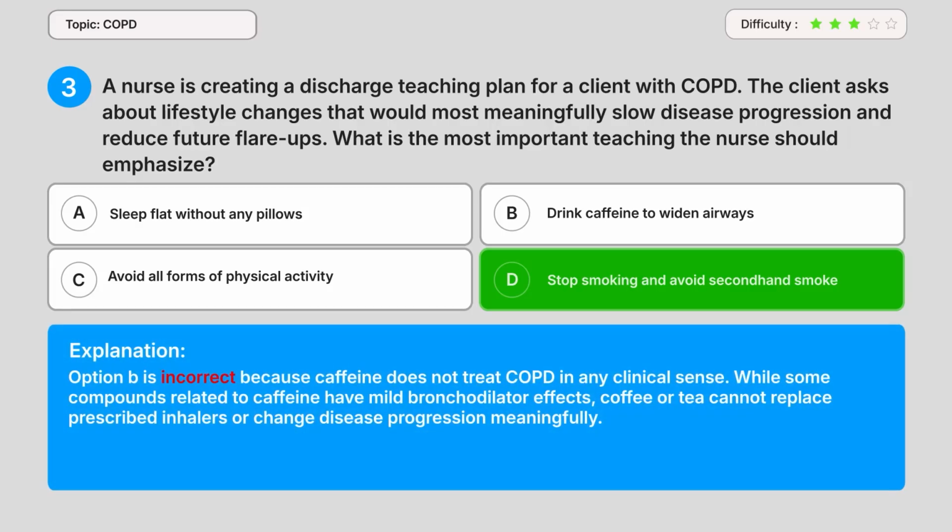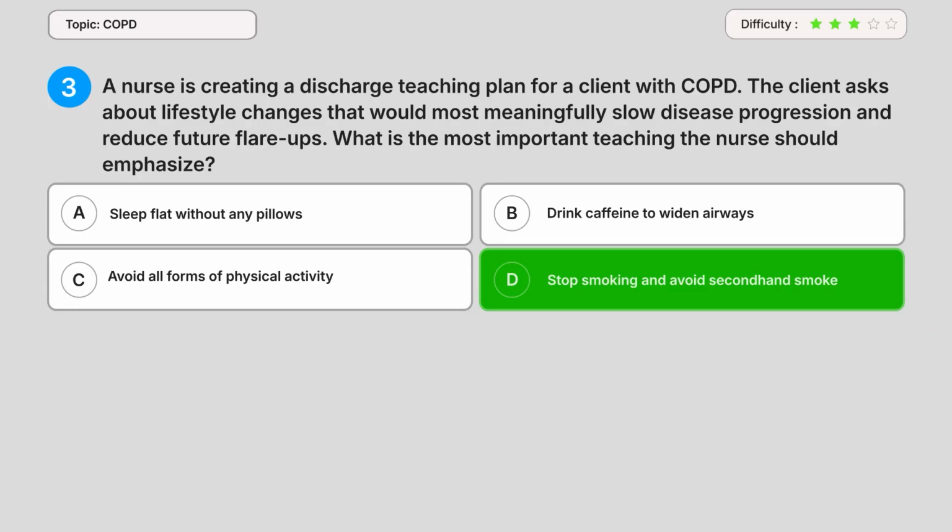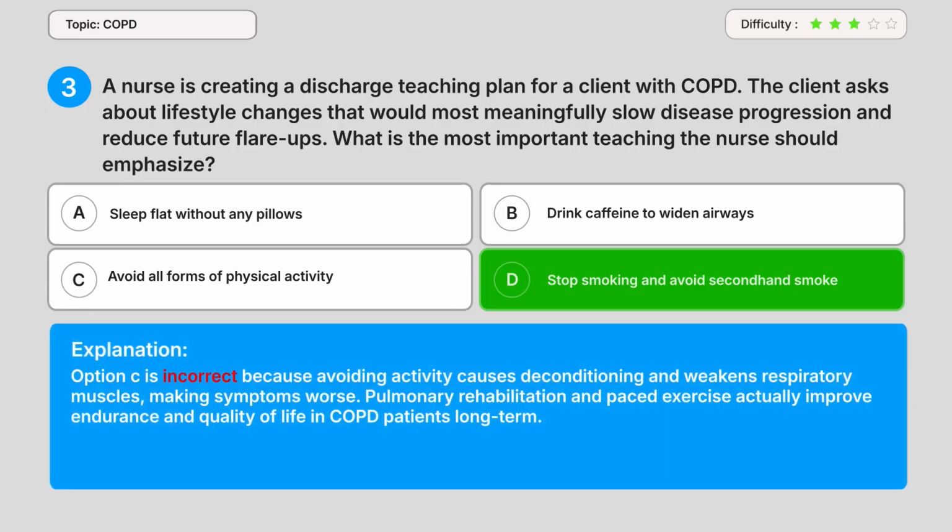Option B is incorrect because caffeine does not treat COPD in any clinical sense. While some compounds related to caffeine have mild bronchodilator effects, coffee or tea cannot replace prescribed inhalers or change disease progression meaningfully. Option C is incorrect because avoiding activity causes deconditioning and weakens respiratory muscles, making symptoms worse. Pulmonary rehabilitation and paced exercise actually improve endurance and quality of life in COPD patients long term.